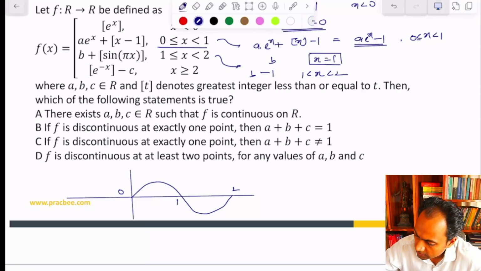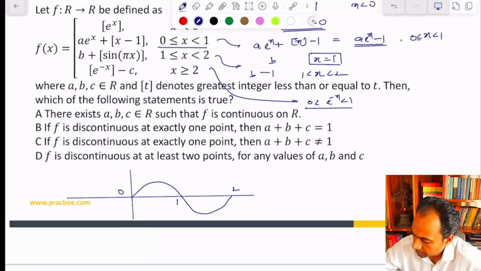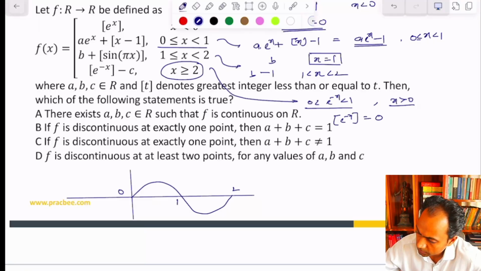Now, if I look into the last part, let us also see that it is e raised to the power minus x. See, e raised to the power minus x is between 0 and 1 for values of x greater than 0. Here, you can see that if I am taking values of x greater than or equal to 2, then by default e raised to the power minus x in this duration will be equal to 0. And as a result, for this last part, I can write this function as minus c. So this becomes minus c for all the values of x greater than or equal to 2.